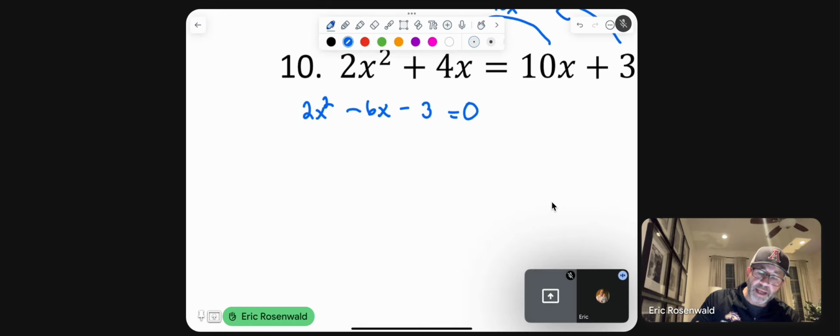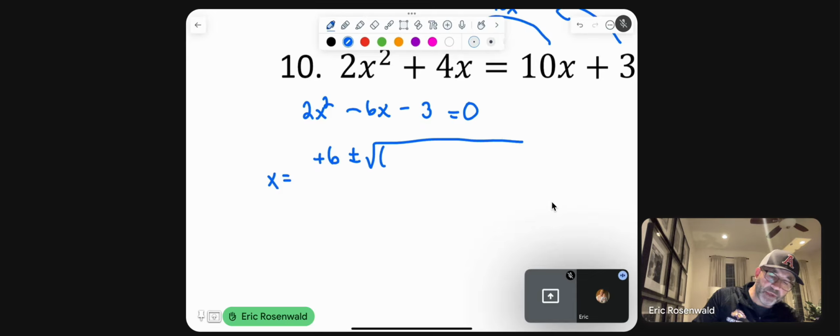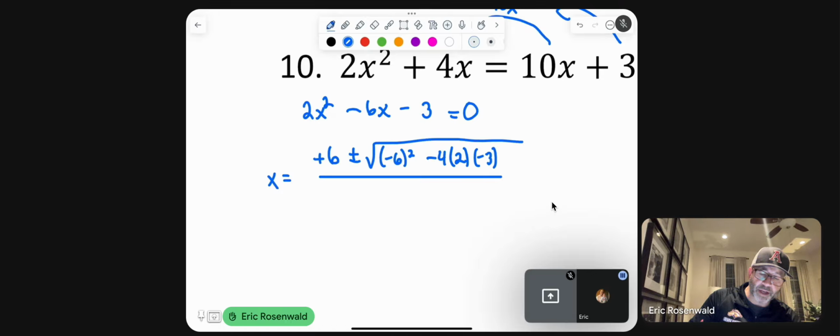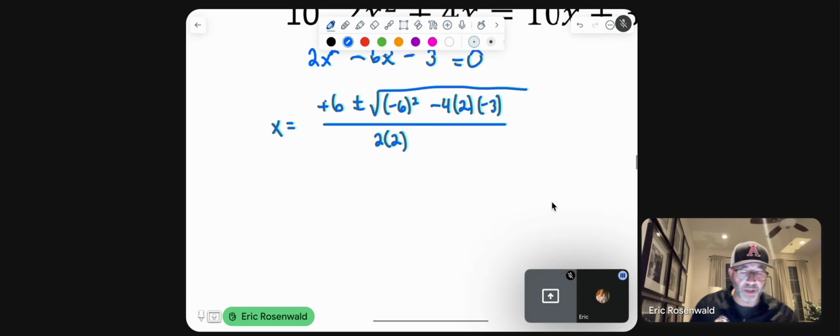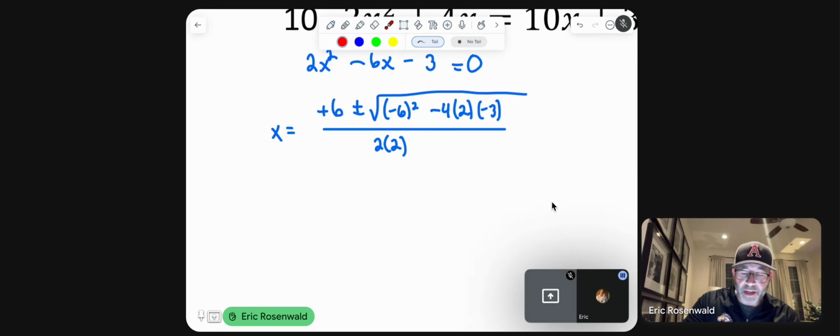Let's go ahead and start. X equals opposite of b, that's a positive 6, plus or minus the square root of b squared minus 4ac all over 2a. That didn't exactly flow as much as I would have liked it to. I was trying to write while singing at the same time. So we get x equals negative b plus or minus the square root of b squared minus 4ac all over 2a. All right. And now we just simplify it.